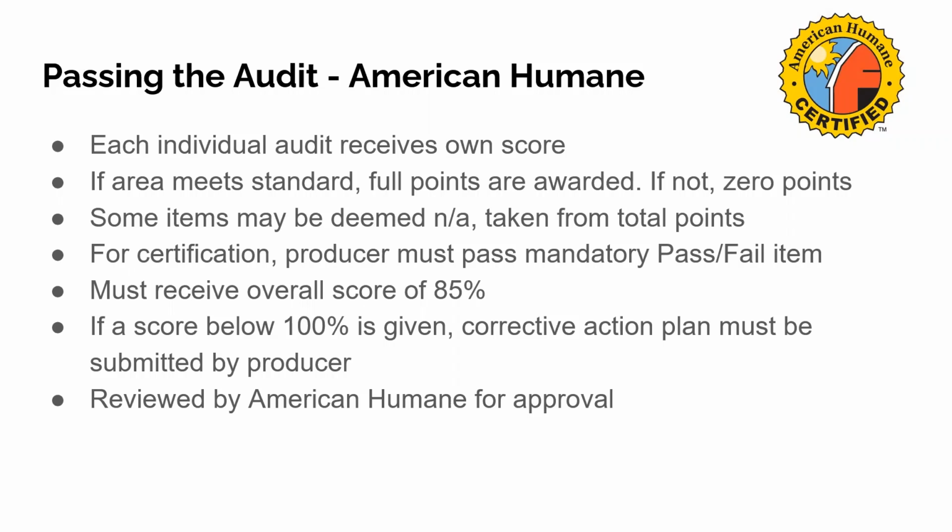For certification, the producer must pass a mandatory pass or fail item. So on the audit, there are certain things that they have to pass or fail. They don't get a point system, it's just pass or fail. And overall, they must receive a score of 85%. If a score is below 100%, a corrective action plan must be submitted by the producer on how they're going to fix it so that it will be 100%. Then it's reviewed by the American Humane for approval.